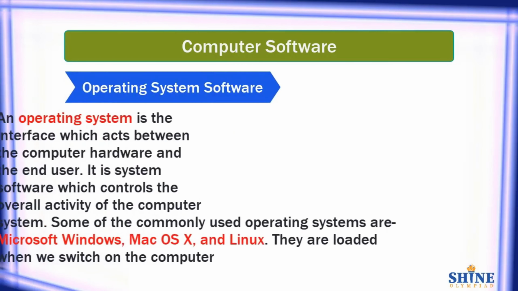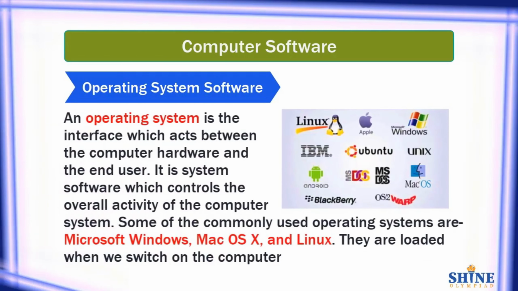Operating system software. An operating system is system software that acts as an interface between computer hardware and the user, managing overall system activities. Common examples include Microsoft Windows, Mac OS X, and Linux, which load when the computer is switched on.